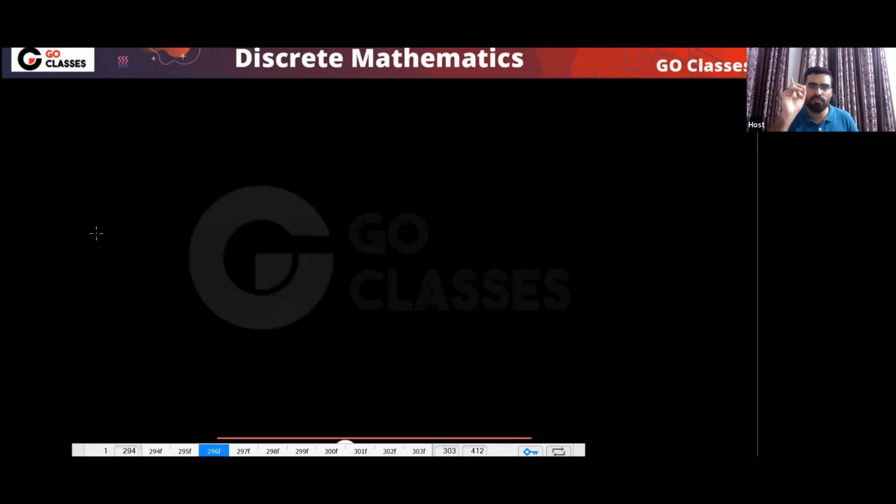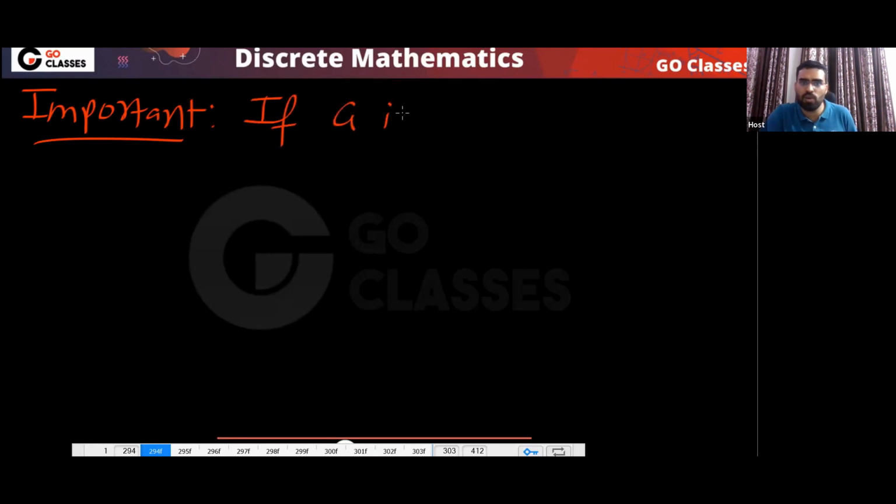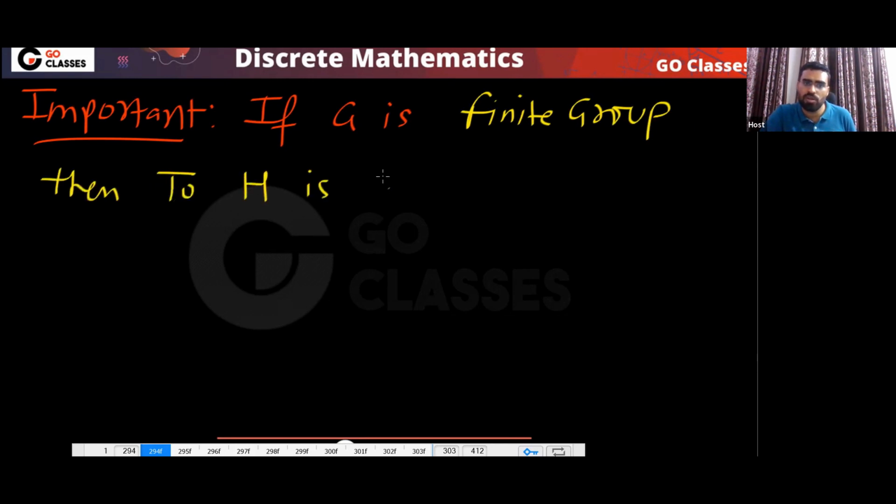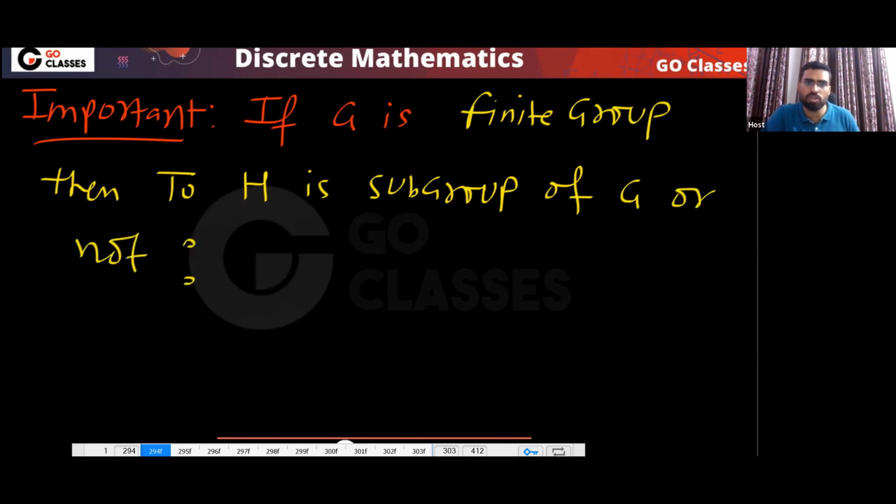And there is an important thing. We will not prove it, but if you have a finite group, then only the closure property you have to check. This will only happen for a finite group. If G is a finite group, then which property do you have to check to see whether H is a subgroup of G or not? We only have to check the closure property of H.